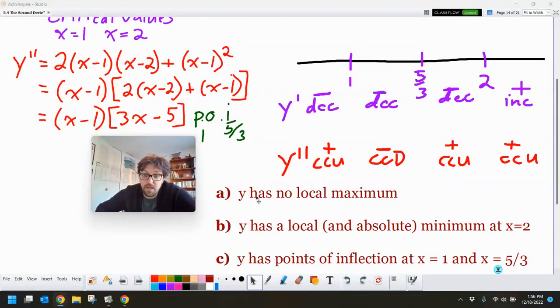If we wanted to write that all up in nice sentences, we can say that we don't have a local maximum because we never had that point where we were a max. We do have a minimum here at 2 that we just talked about because of that concave up. And we have points of inflection at 1 and 5/3.